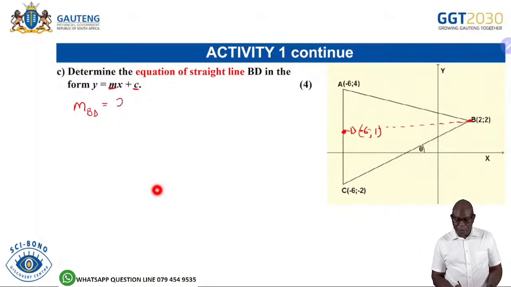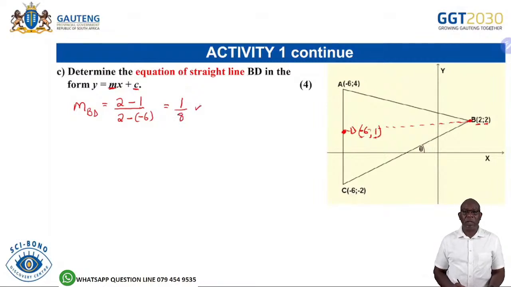And the gradient of BD will be 2 minus 1 divided by. So remember, it is the y value minus the y value there. So I'm going to have the x values will be 2 minus -6. So I have the y value minus the y value and the x value minus the x value. So I'm going to have 1 over 8. So the gradient of BD is 1 over 8. But remember, I'm not done. What do I need? I need to get the equation of that line.